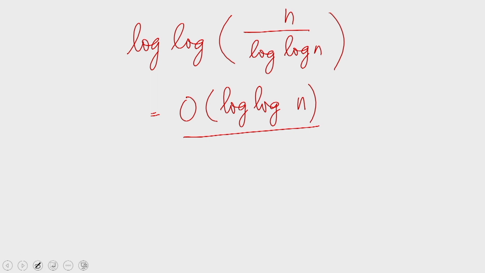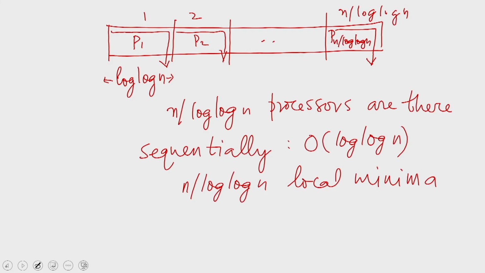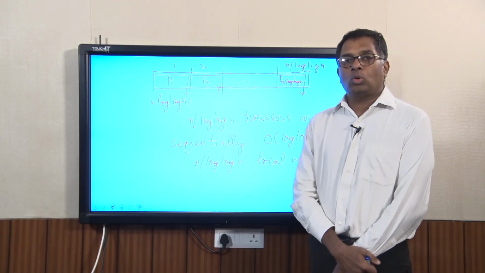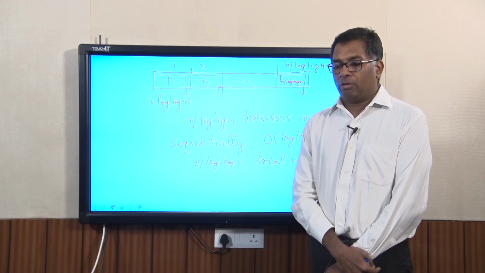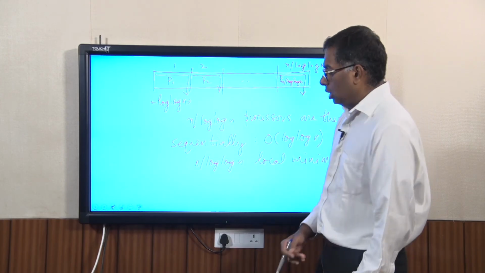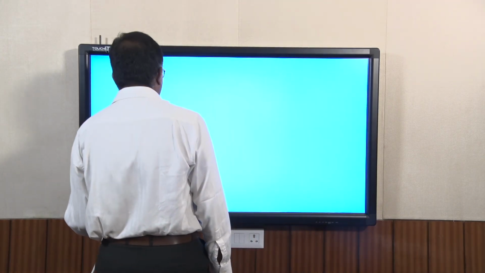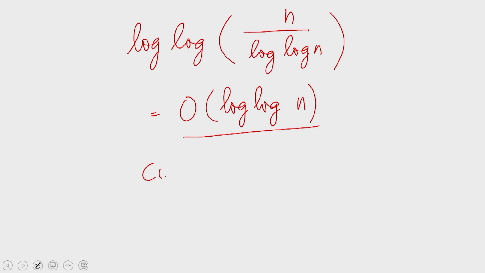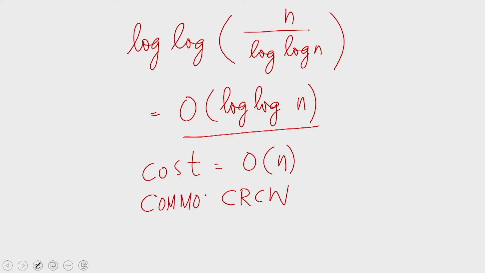This is in addition to the time we spent within the segments. Within each segment, we spent order of double log n time. Since all the segments were solved in parallel, the total time taken is still order of double log n, and we have used only n by double log n processors. Therefore, this is an optimal algorithm. The cost of the algorithm is order n. And the model that we have used is common CRCW PRAM.